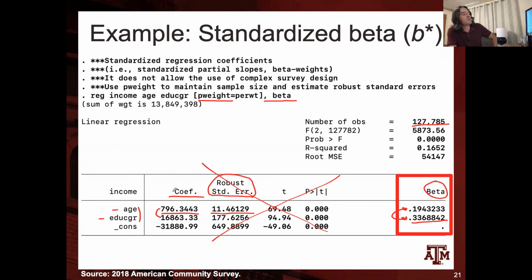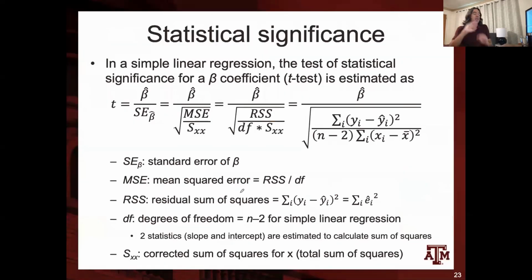And here Stata calls the standardized coefficient beta, but I have been using the word beta for the coefficient, for the Greek letter beta, okay? So this one here is beta. Let's continue now to understand the rest of the regression.